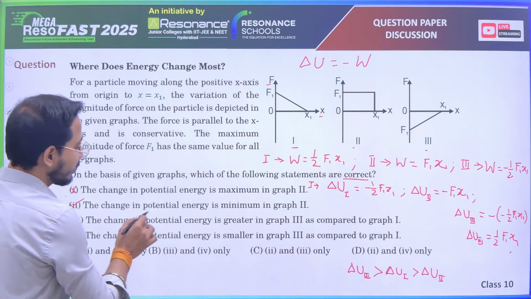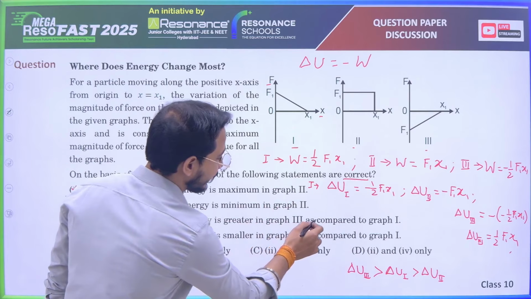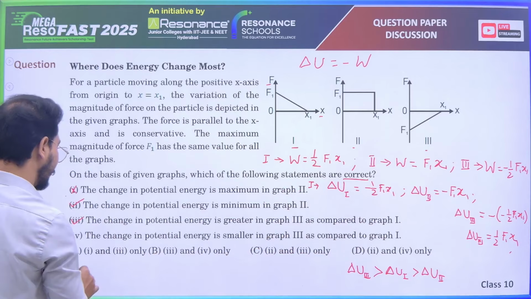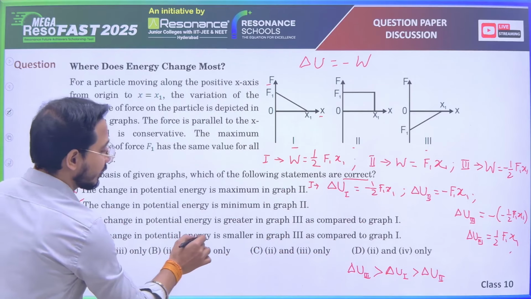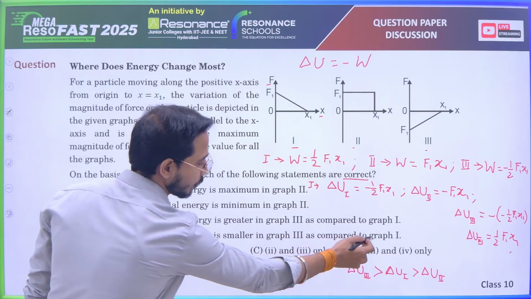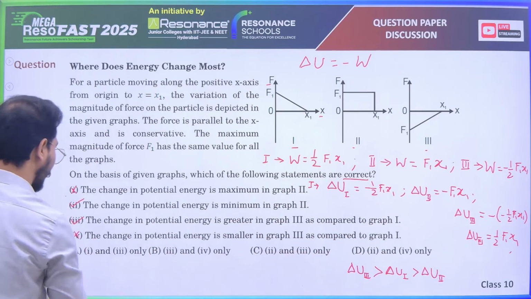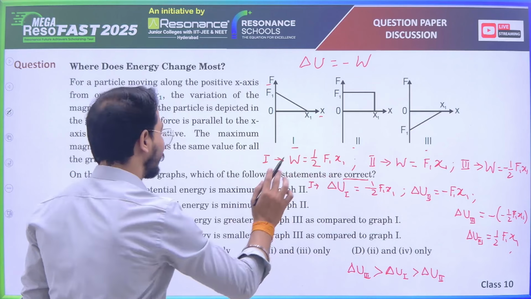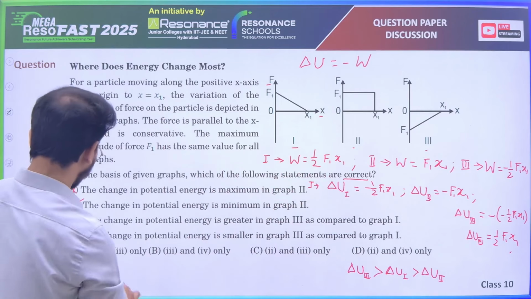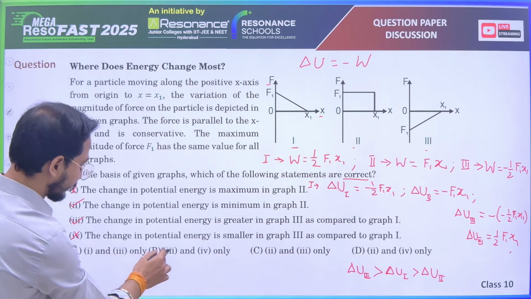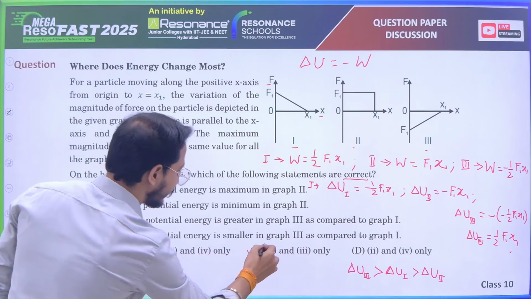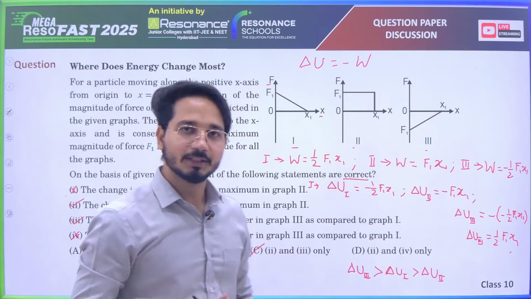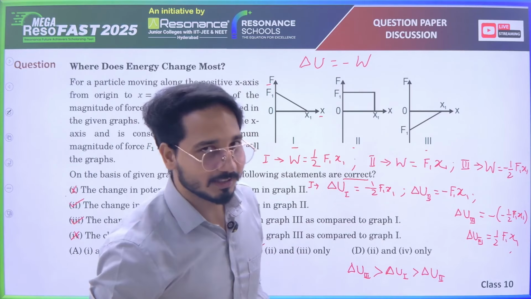Third, the change in potential energy is greater in graph 3 as compared to graph 1. Correct, this statement is also correct. Fourth, change in potential energy is smaller in graph 3 as compared to graph 1. No, false. So only 2 and 3 are correct, and it is asking which of the following statements are correct. So in the options you will see option C. Option C is the correct answer for this question, right? Okay, now moving ahead to the next question.